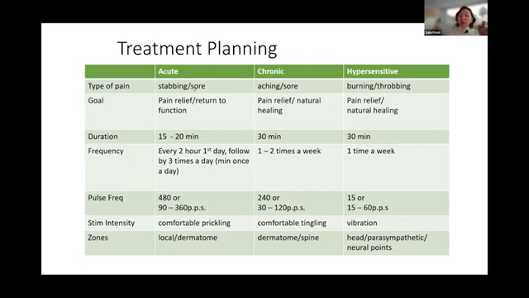There is a little cue for you in the type of pain. If people tell you, I have stabbing, sore pain, like an acute injury, then it's acute. If it's chronic, it's typically going to be aching and sore. And hypersensitive patients typically tell you, I have burning or throbbing pain, okay? So this is helpful for you to understand too.